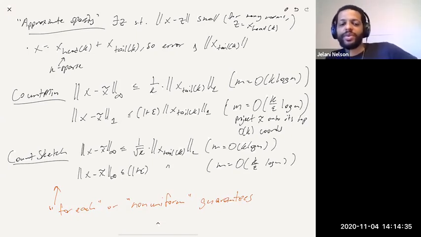Okay. So what does this mean, this for-each guarantee or non-uniform guarantee? So let me write down again some jargon. So this is jargon now.